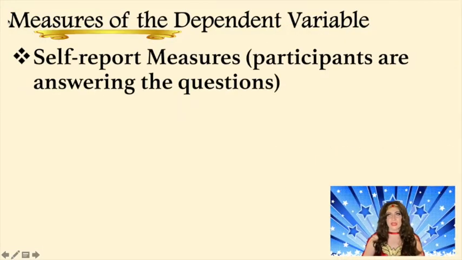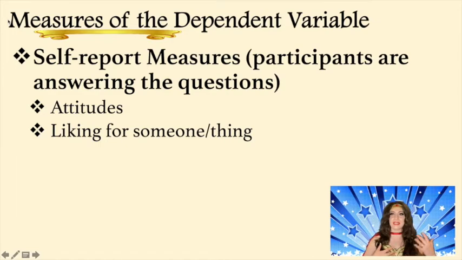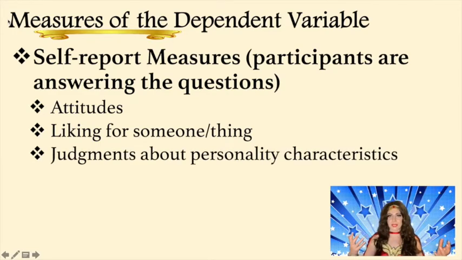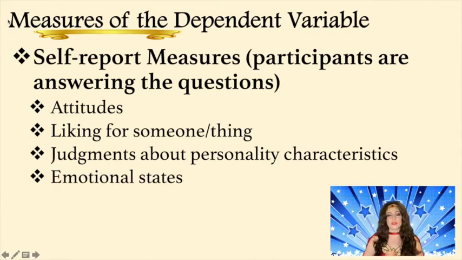Self-report measures, right, basically involve the participants answering the questions. So you as the researcher have no control over what the participants are saying. You also have no control to determine whether they're telling the truth or not. So basically, self-report measures are used to measure people's attitudes, whether they like someone or something, particular judgments about personality characteristics, right? Like, do you agree or disagree on a scale of 1 to 5? How often do you do X, Y, Z? And they're also used to measure emotional states.